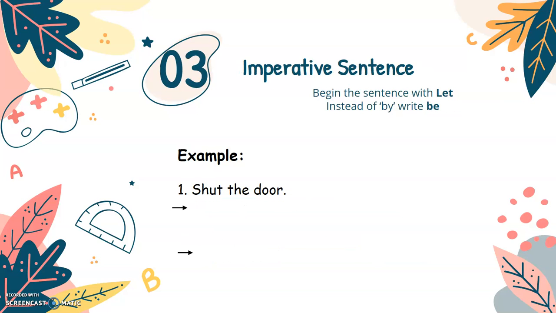Okay, and see the last set of things, that is imperative sentences. Imperative means what? When you give an order or a request, those sentences are called imperative sentences. That time the basic rule will not apply. That time you have a new rule. So if there is an instruction or an order, you have to begin the sentence with the word "let," and the preposition "by" will not come, but instead of that we have to use "be." Let's see how. The first example is, "Shut the door." Now this is an imperative sentence, an order. How will you begin? You have to begin with, "Let the door be shut." So instead of "by," we have written here "be shut."